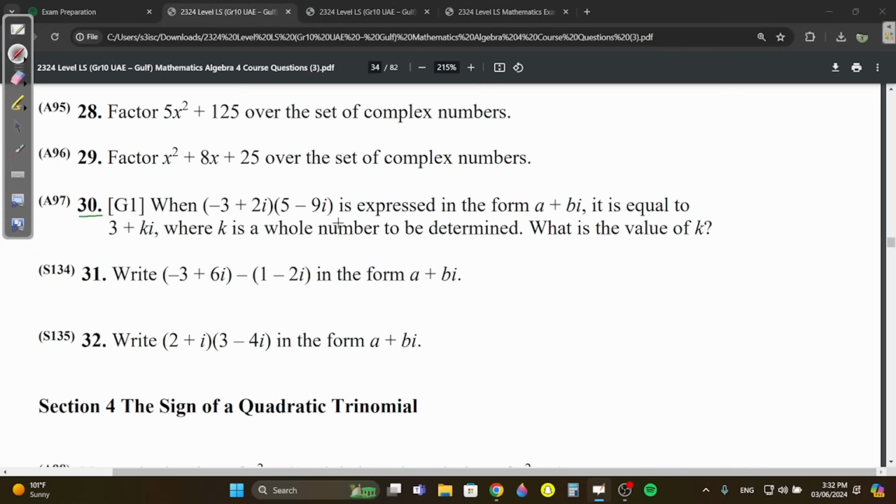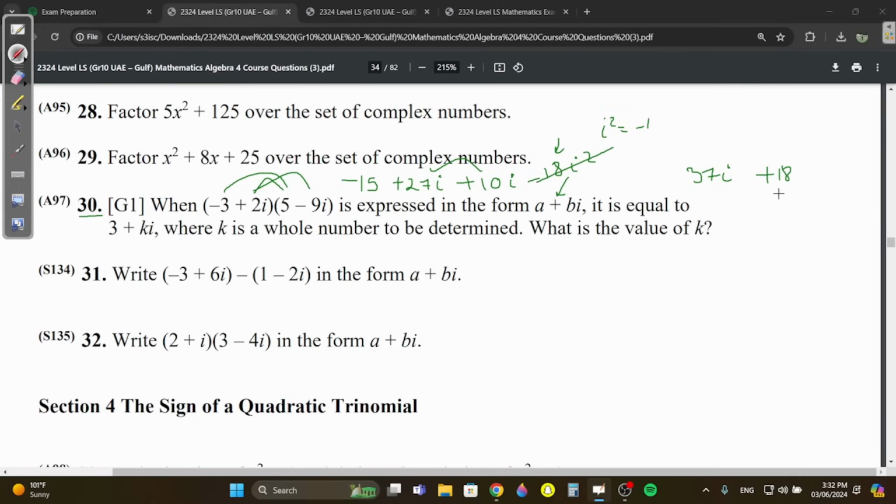Okay, grid question 30. When it's expressed in the form, basically they're telling you to expand. So let's expand. Minus 3 times 5 is minus 15, minus 3 times minus 9i is plus 27i. I think this was in the quiz. 2i times 5 is 10i, and then 2i times minus 9i is minus 18i squared. 27 and 10 is 37i. Minus 18i squared, i squared is negative 1. So minus 18 times negative 1 is plus 18.